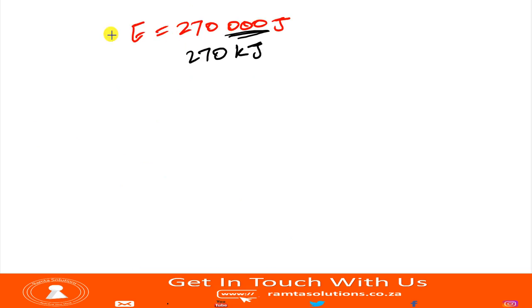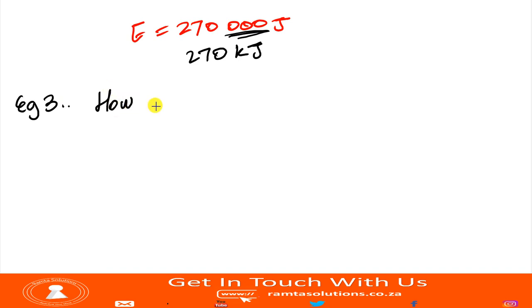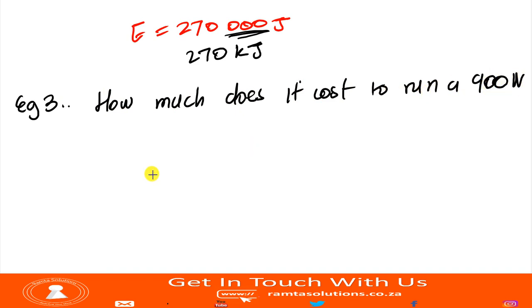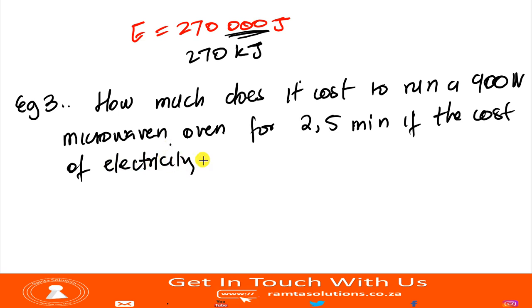Okay, now let's get to the third example. The third example says, how much does it cost to run a 900 watt microwave oven for 2.5 minutes, if the cost of electricity from ESCOM is 61.6 cents per kilowatt hour.